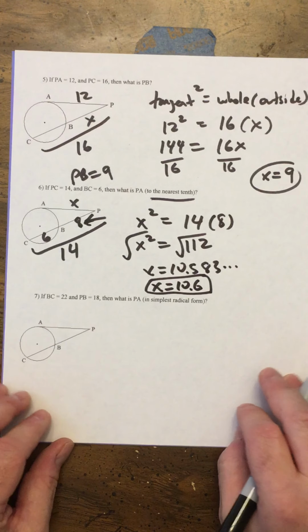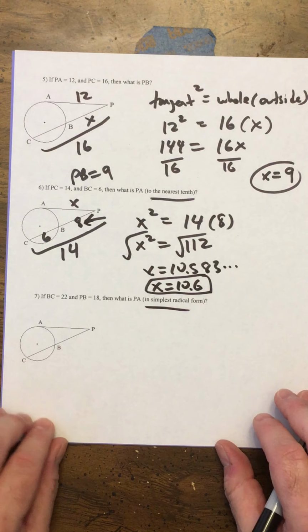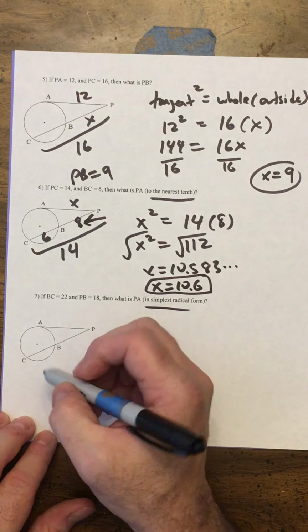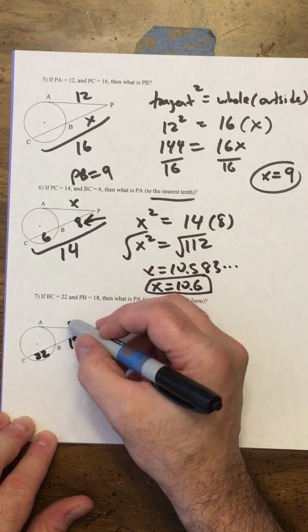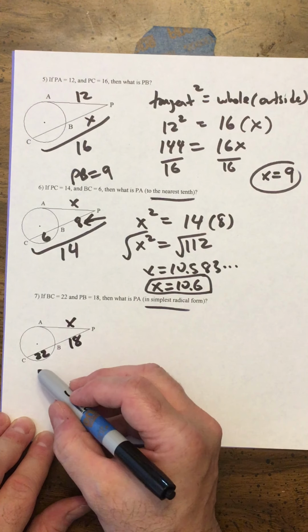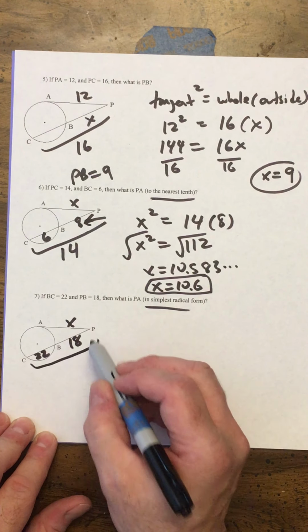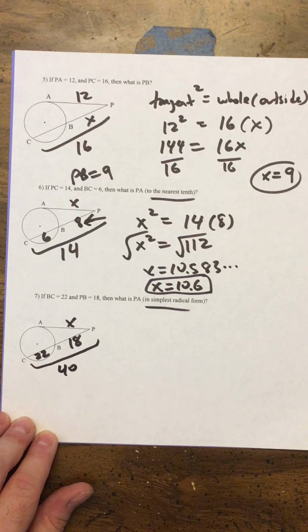Okay, last problem. You could try it. This one they're asking for in simplest radical form. Let's see what we got. BC is 22. PB is 18. We want to find PA in simplest radical form. Remember, we don't use the inside part, but we can add these together to get the whole.